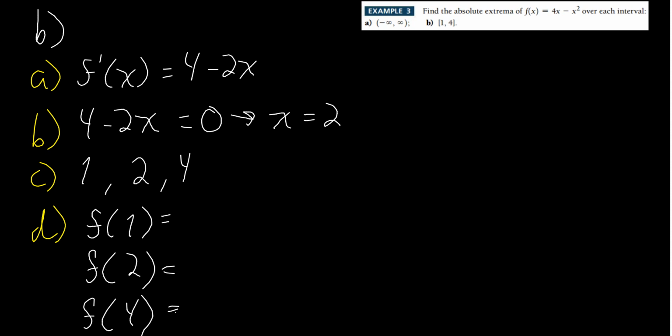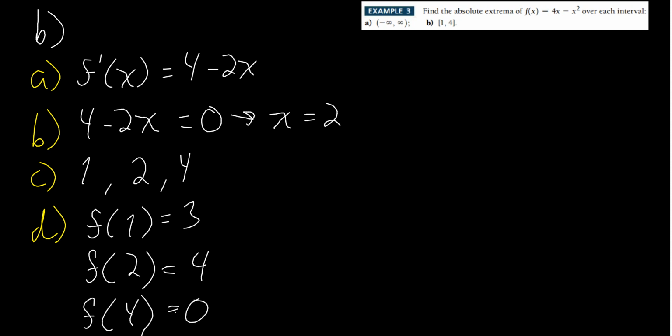Okay, let's do this in our head. F of 1, and again, what I'm doing is plugging these values into my original equation. Notice this is f of x. We're not doing the first derivative or the second derivative. We're just evaluating the function at those points. We already know f of 2 is equal to 4 because we did that in the first example. And then f of 1, 4 times 1 minus 1, is equal to 3. F of 4, 16 minus 16, which is 0.